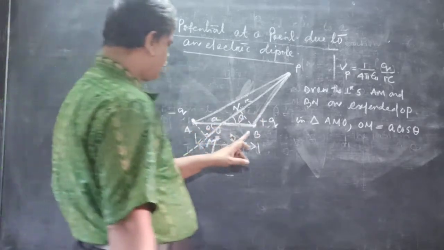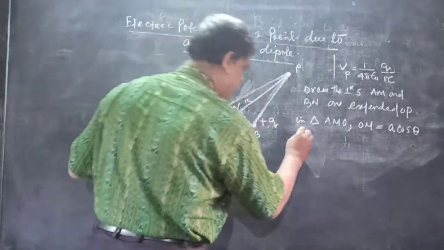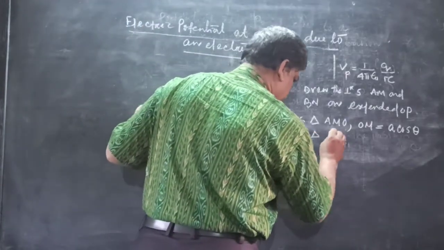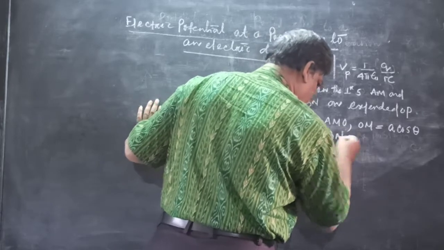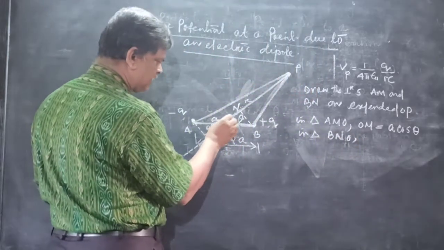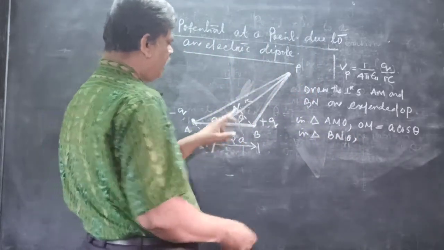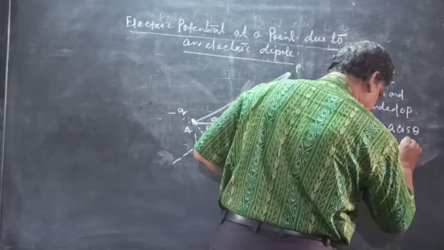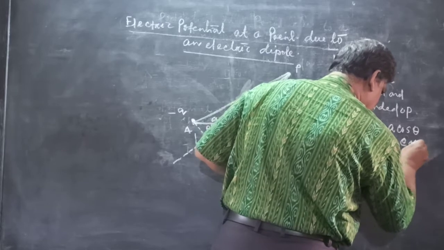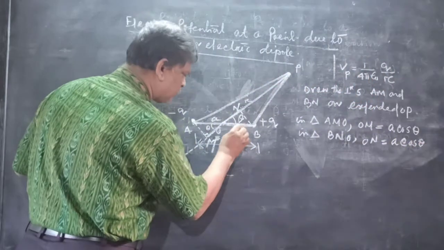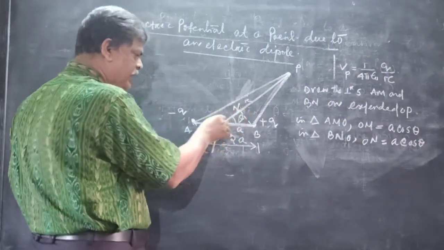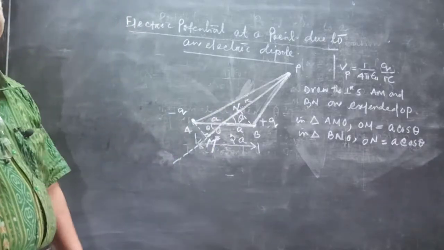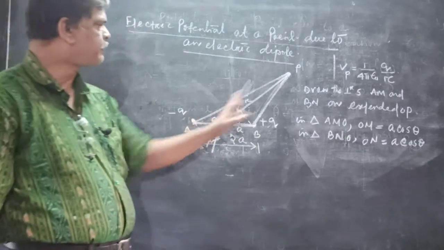Similarly, in triangle BNO, ON is equal to A cos theta, since this is equal to A and this is theta, so this component is A cos theta. Clear? Now find what is AP.